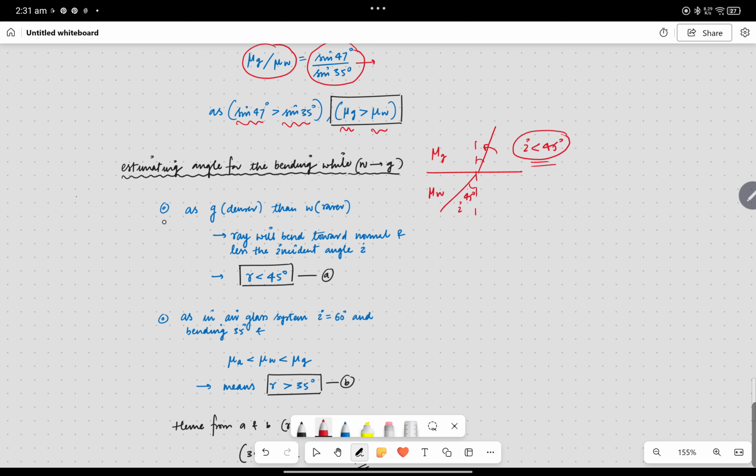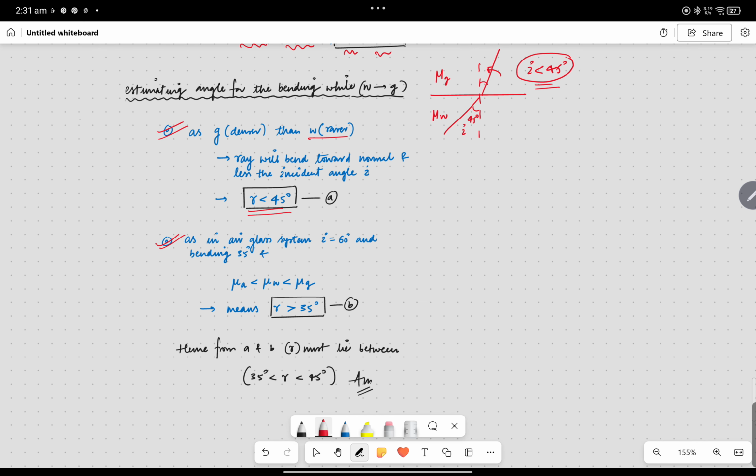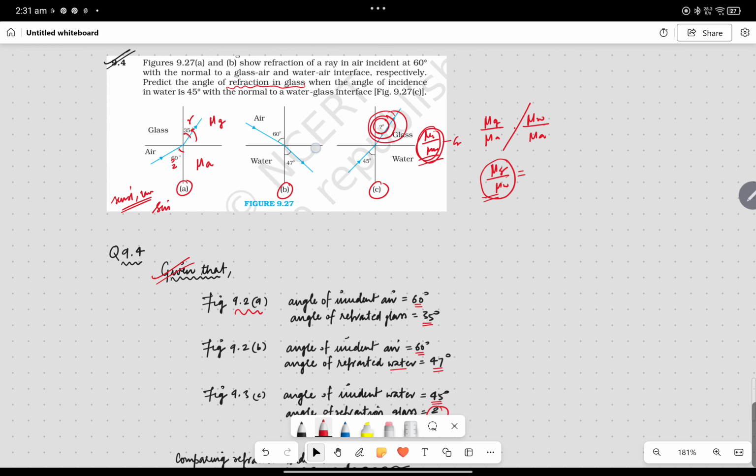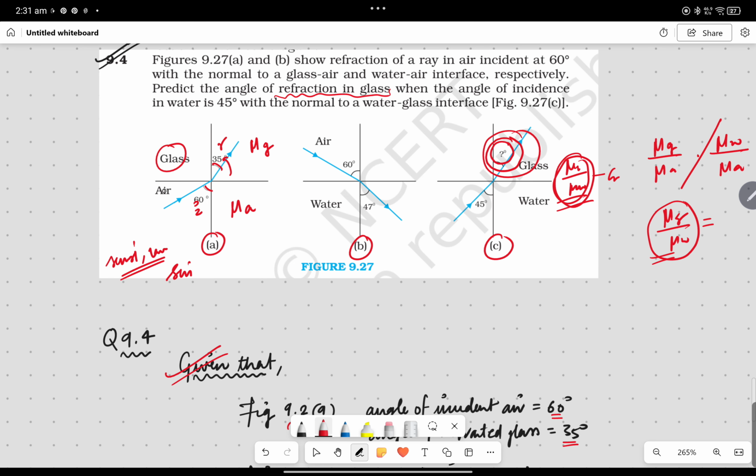So the same is written here: once you know that glass is denser than water, that means the ray will bend toward the normal and r is less than the incident angle i, that is r less than 45 degrees, right? Now what will be the minimum? Look at the air and glass case, where glass is denser than air, right? Since the incidence was at 60 degrees, it got refracted to 35 degrees. And here the incidence is at 45 degrees, so the only possibility is that r is less than 45, right?